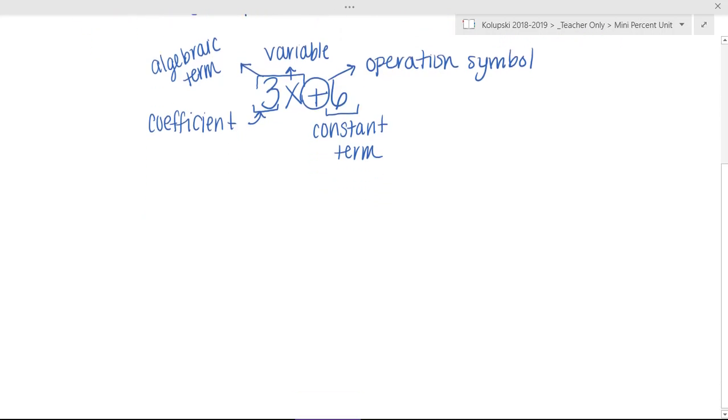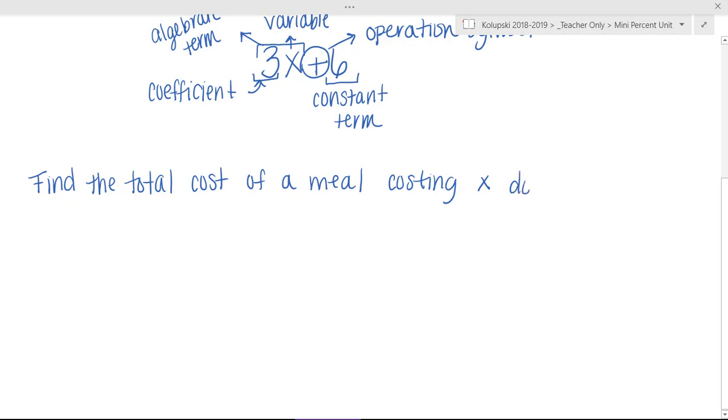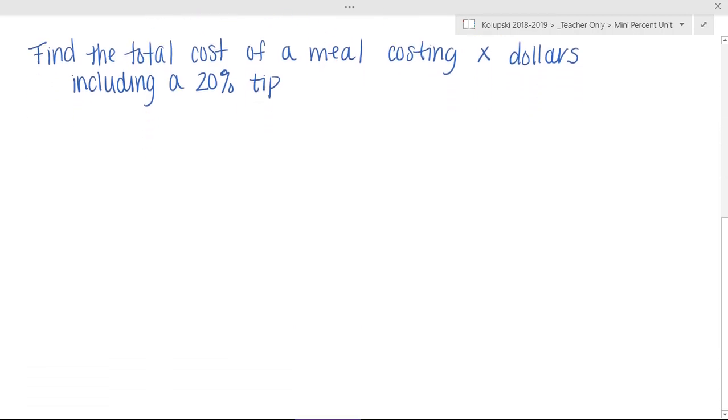So let's look at an example of where we would see this. In your notebooks, please write down the problem. We are going to find the total cost of a meal costing x dollars, including a 20% tip. Now, I'm going to show you two ways how to solve this. So I'm going to break my page down the center.